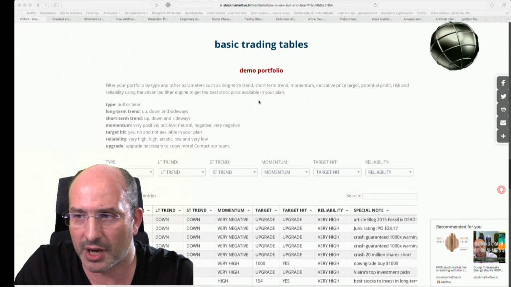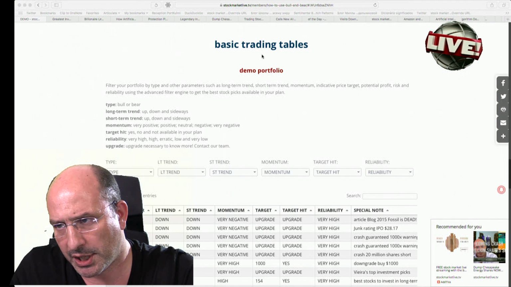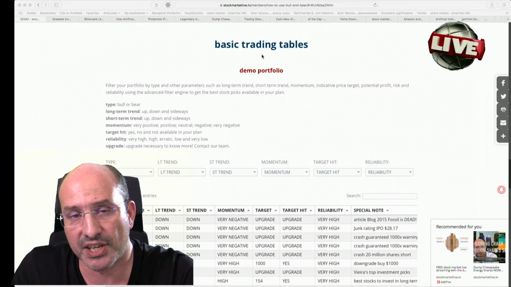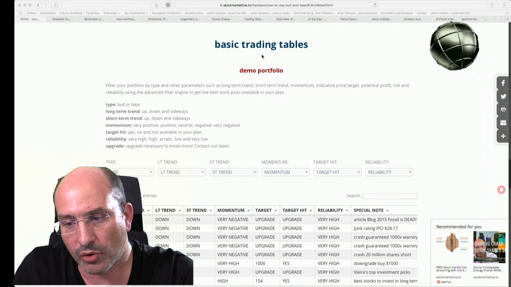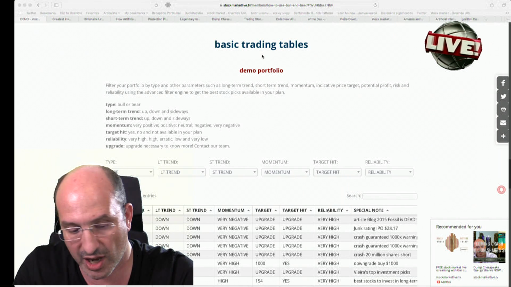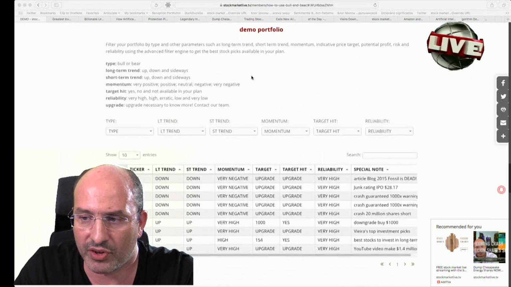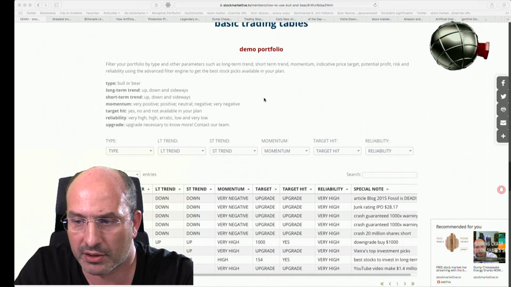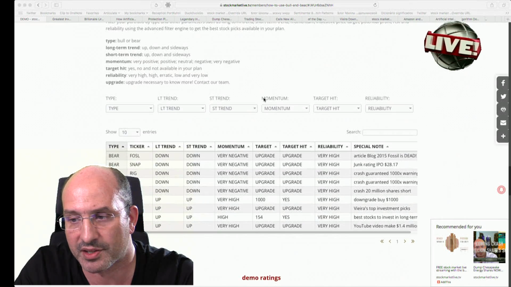So I'm going to continue, and I'm going to start with probably the most important part here in the platform. We are going to enter the basic trading tables, okay? So in this Bull and Bear platform, we only provide the basic trading tables. Advanced trading tables are only available in autonomous trading. Having said this, you have several examples here, and how to read or interpret these tables, which is in fact rather simple.